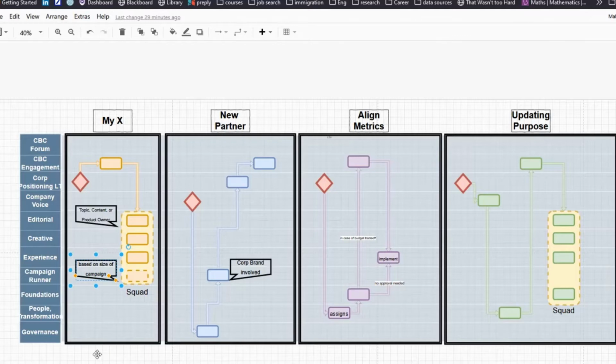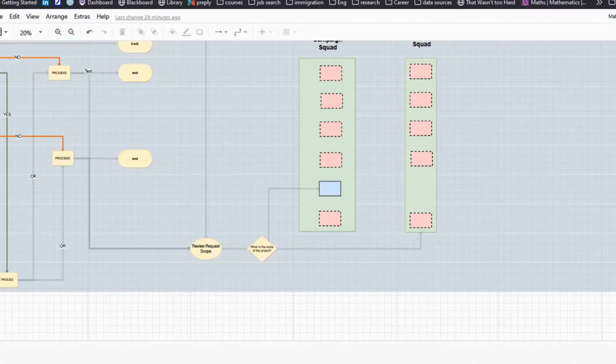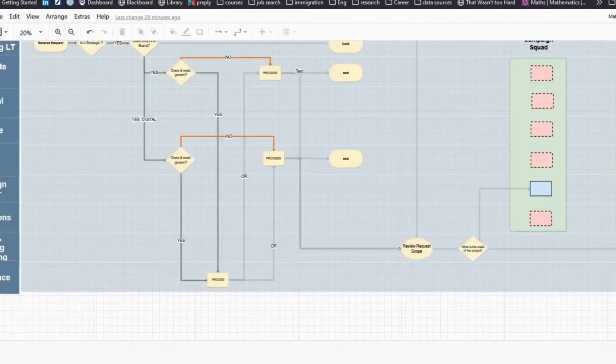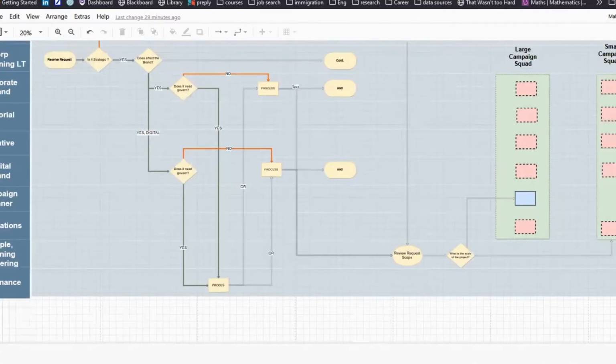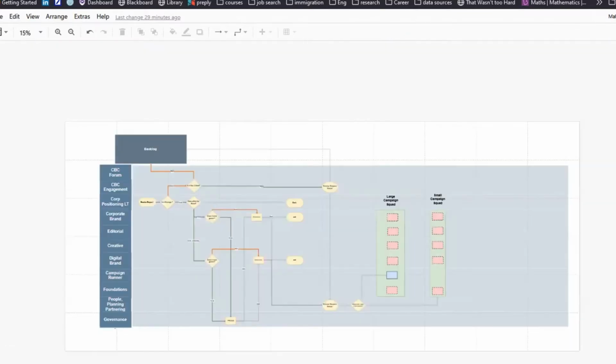I can show you an example. I still went with the vertical. Come on, example, please load. There we go. So I still went with the horizontal look. Yeah, right.